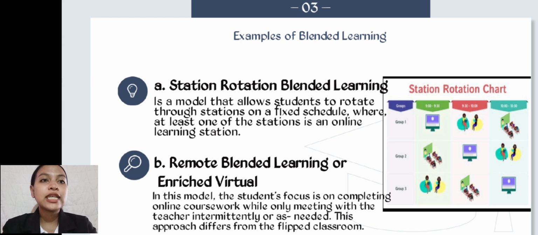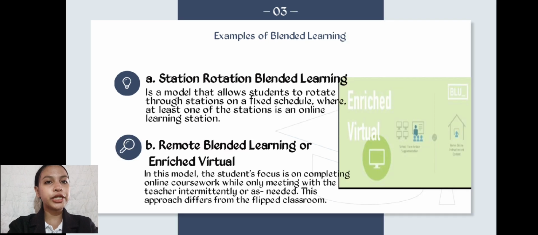This method keeps students active and gives them a chance to learn in different ways. The second example of blended learning is remote blended learning or enriched virtual. In this model, the students' focus is on completing online coursework while only meeting with the teacher intermittently or as needed. This approach differs from flipped classroom.